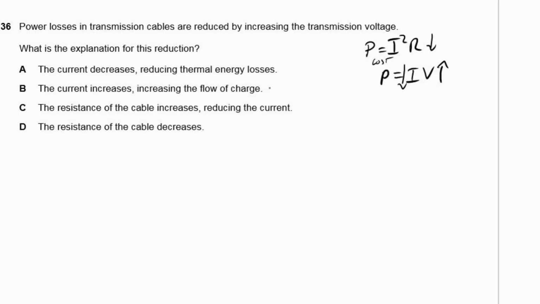There we are. So the current decreases, reducing thermal energy losses. Yeah, it heats up the wires less because the wires represent a resistance. B, the current increases, increasing the flow of charge. Nope, rubbish. C, the resistance of the cable increases, decreasing the current. Nope, not true. And D, the resistance of the cable decreases. It would not do that.